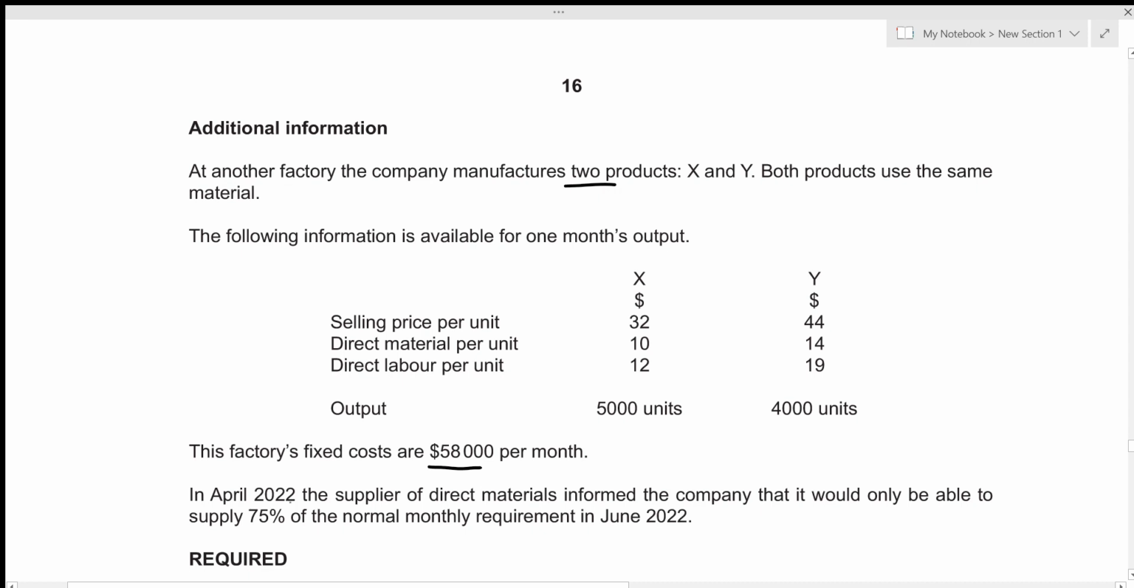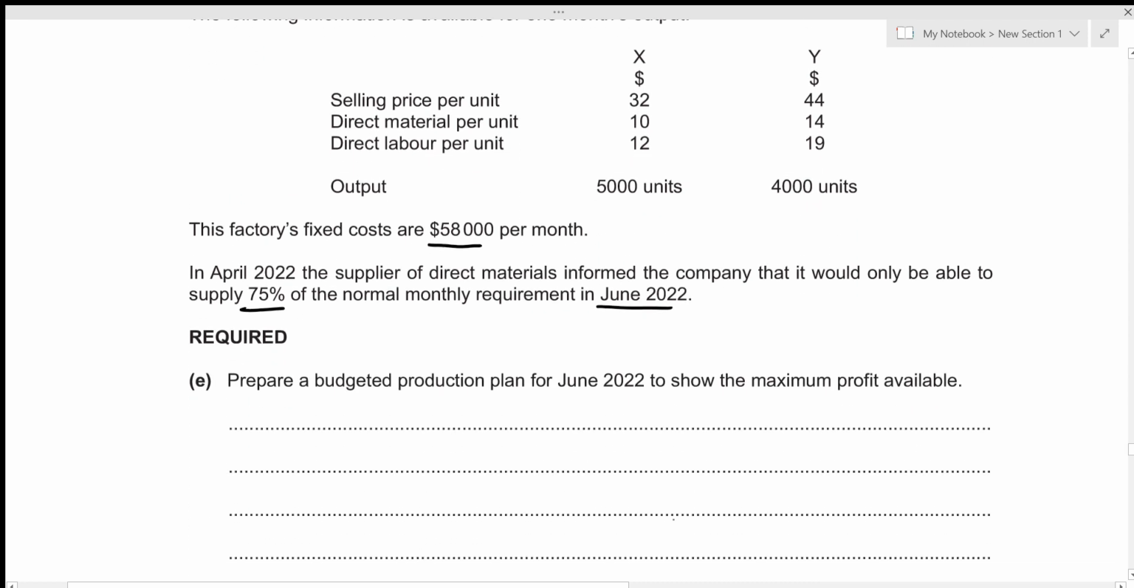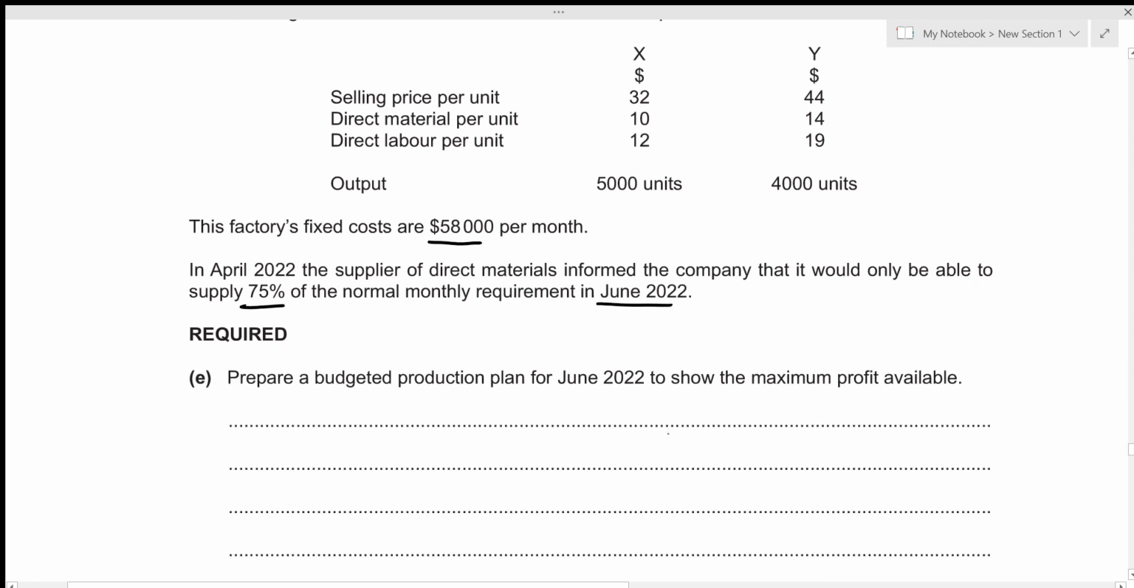And in April 2022, the supplier of direct materials informed the company that it would only be able to supply 75% of the normal monthly requirement in June 2022. Okay, now for the fifth part of this question, we need to prepare a budgeted production plan for June 2022 to show the maximum profit available. Since we will only be getting 75% of the normal monthly requirement for direct materials, we need to allocate this particular direct materials to products X and Y based on their contribution to direct materials ratio. So let's figure that out first.